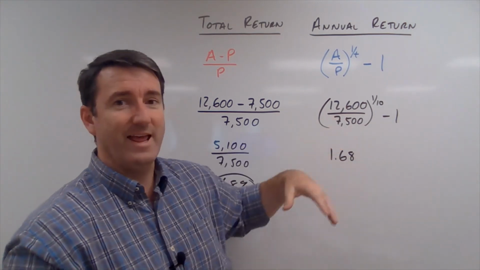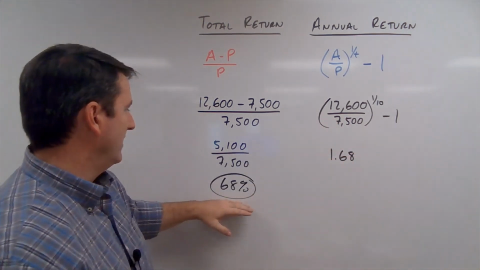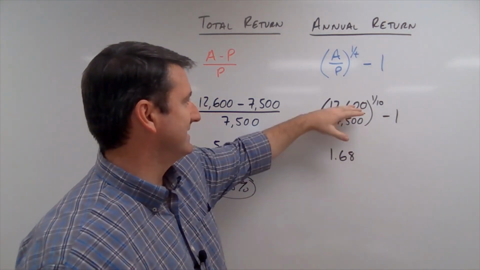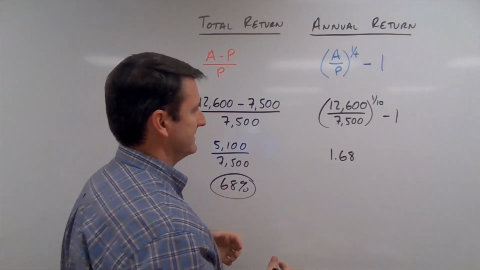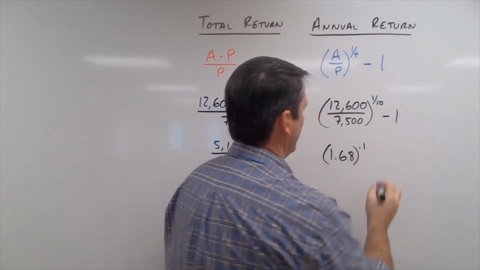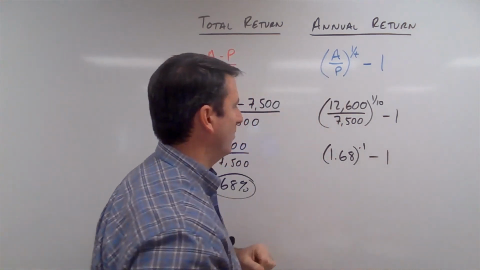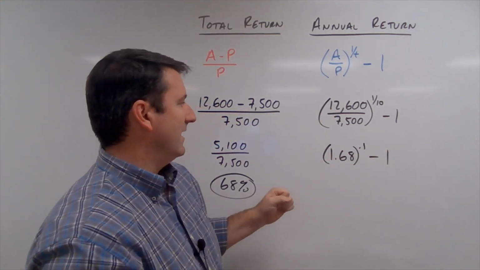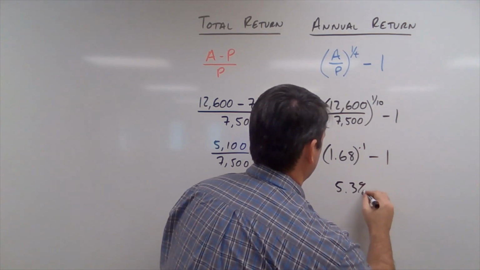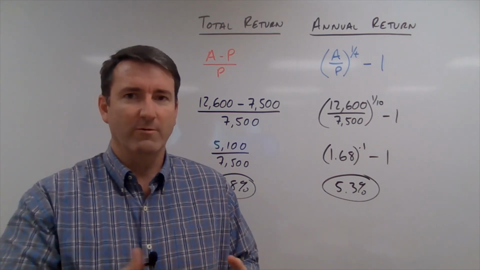So what that's saying is that at the end, we had 168% of what we had in the beginning, which we know from our total return, we earned 68%. So it makes sense that this amount is 1.68 or 168%. We're going to then take that to the 1 over 10 power, so the 0.1 power. If we're putting this into a calculator, that might make it easier. And then we're going to subtract 1. And if we do all of that, we get 0.053 or 5.3%. So that is the annual rate that we were earning over these 10 years.